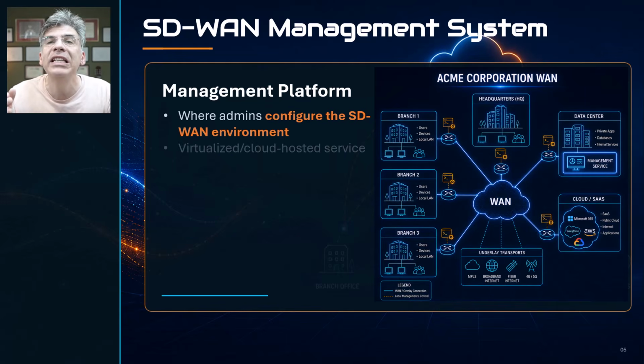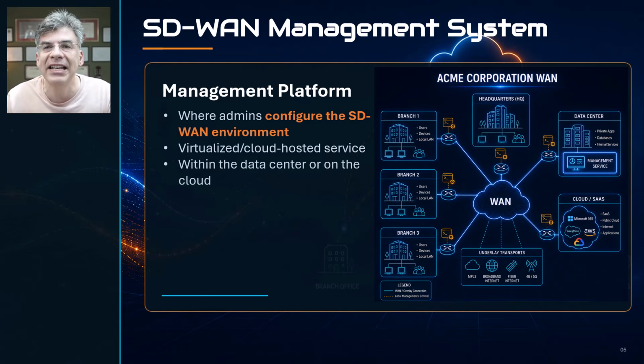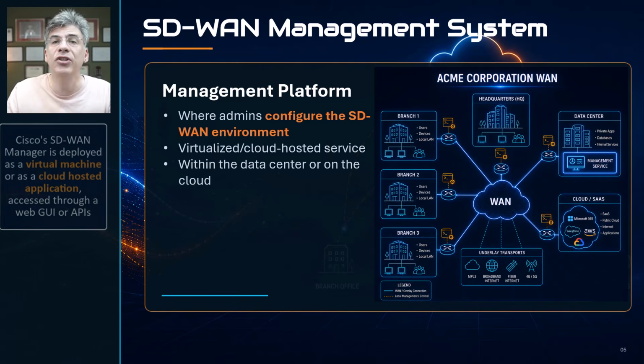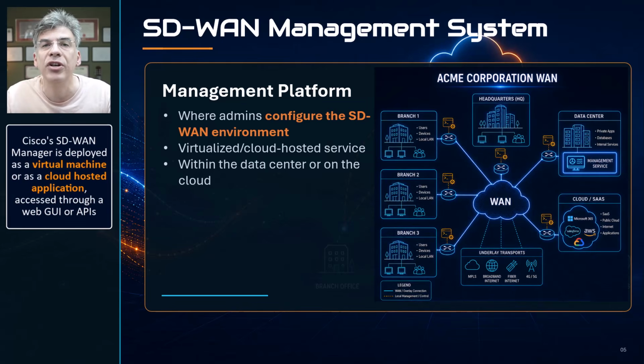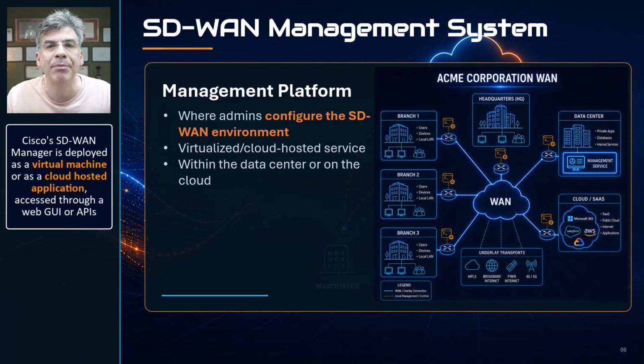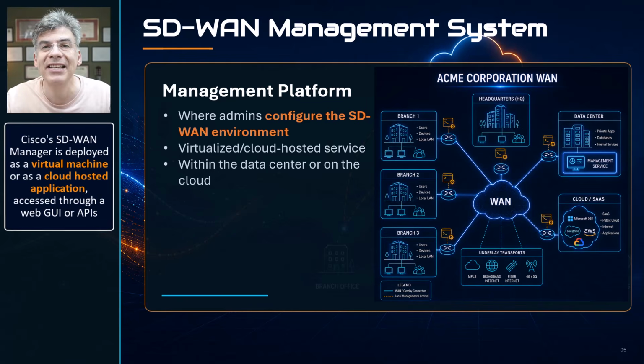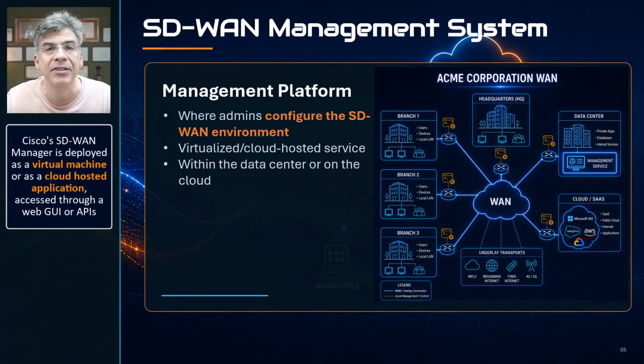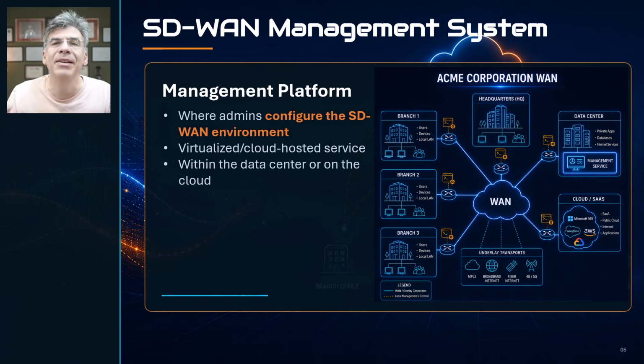Well, it's usually deployed as a cloud-hosted service. It may run as a virtual machine within the enterprise data center, or it may run as a vendor-managed service in a hosted cloud environment outside the enterprise. In a Cisco deployment, the SD-WAN Manager can be deployed as a virtual machine or cloud-hosted application, where administrators access it through a web-based graphical interface or through APIs. Other vendors use similar systems.